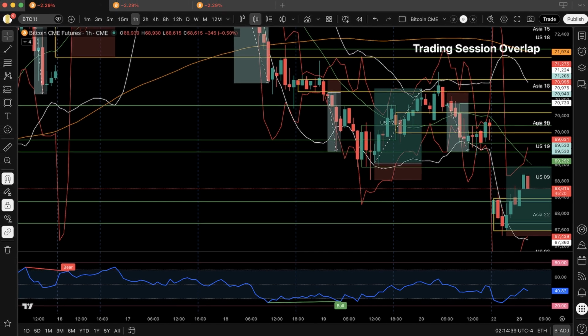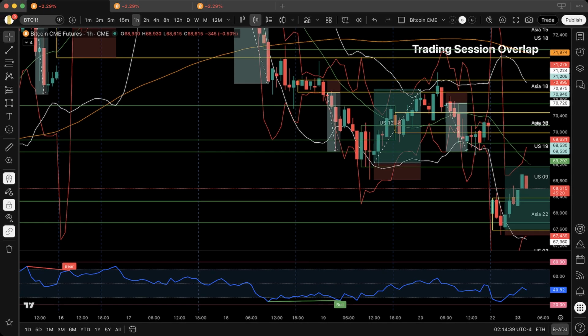Price is moving higher, but structure has not changed. Session boundaries are still defining behavior. And that is the first condition that must be understood. Now we begin with the most recent sequence.